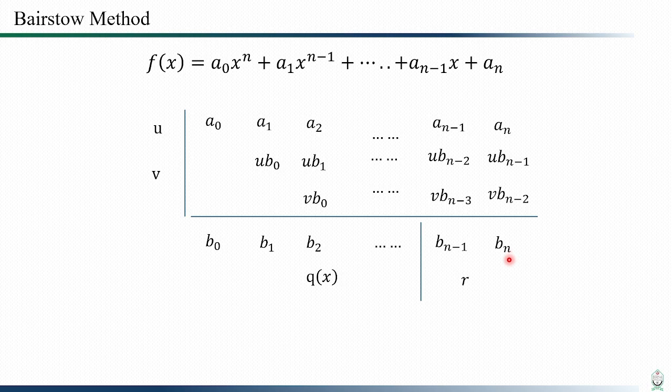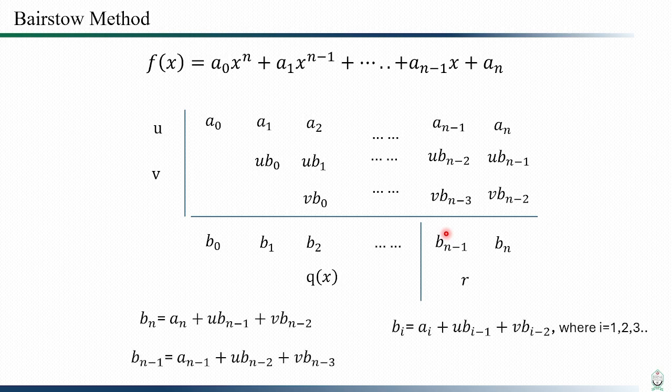In order to apply our Bairstow method, we want our remainder to be 0. So our main focus is here. If you look at this portion, we can rewrite this bn to be this and bn minus 1 to be this, which in return tells us that any value of the b has this generalized format. Okay. Our main goal is to choose u and v such that these things become 0 and these things become 0.